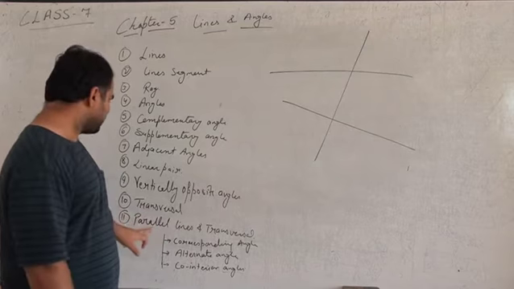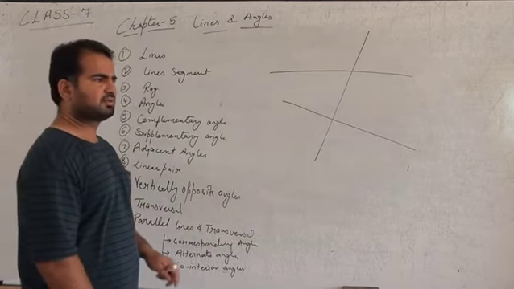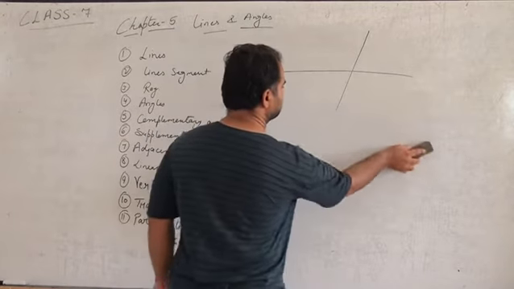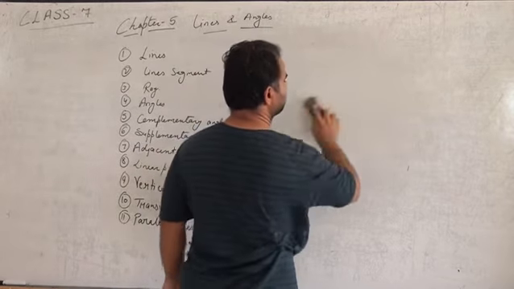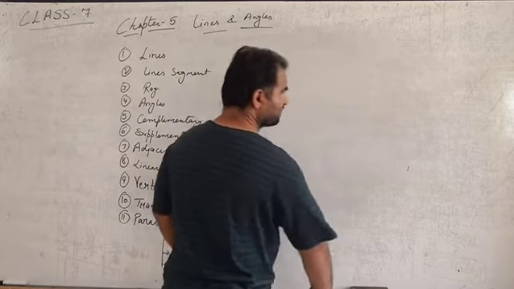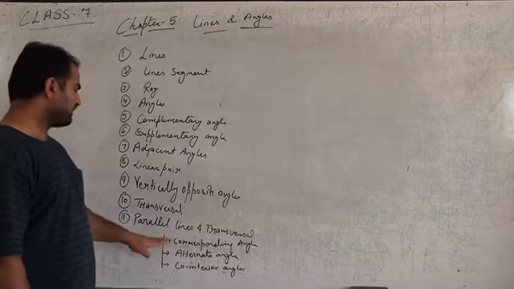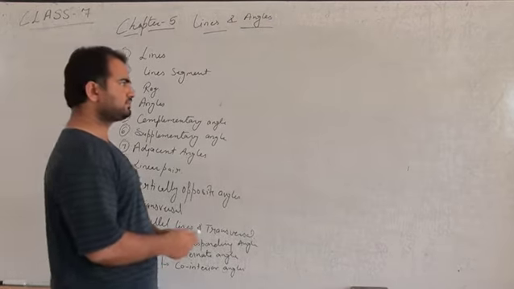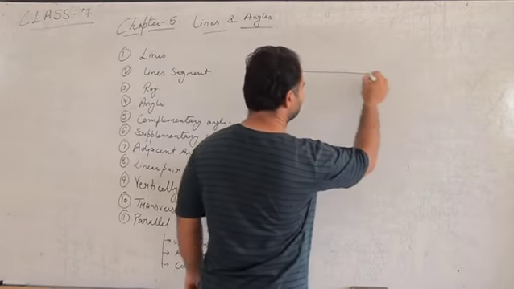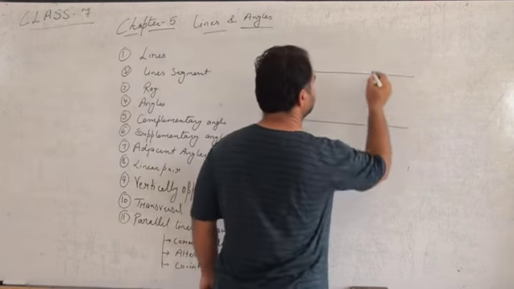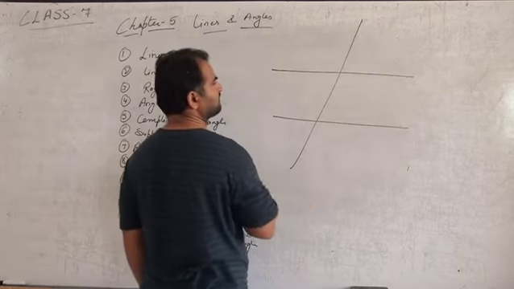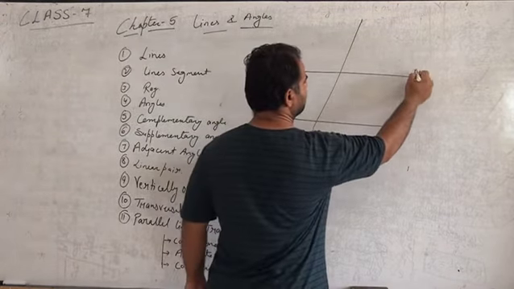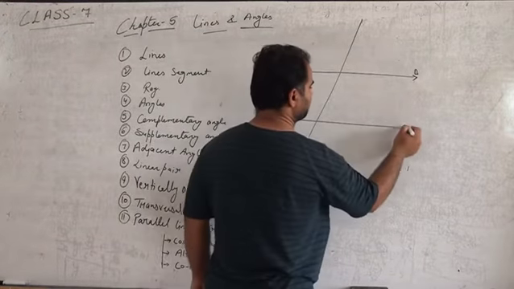Next is parallel lines and transversal. It should be understood properly, because exercise number 5.2 is typically based on it. So what if two parallel lines are intersected by a transversal? Let these be the two parallel lines, and this is our transversal. The names of these two lines are AB and CD.